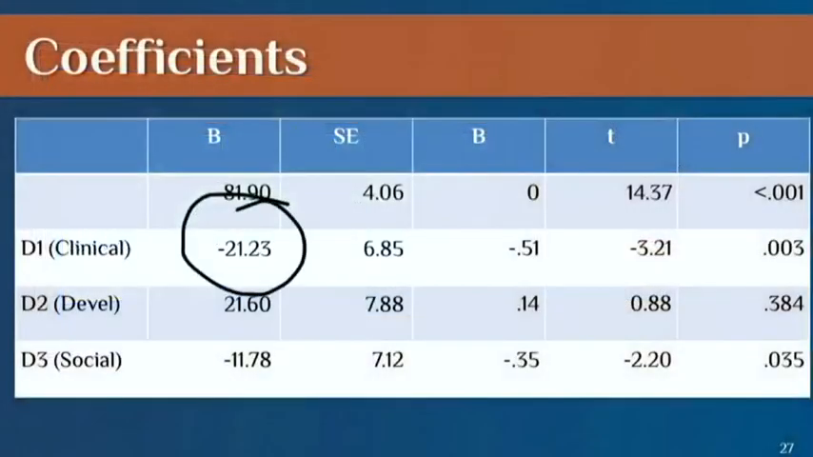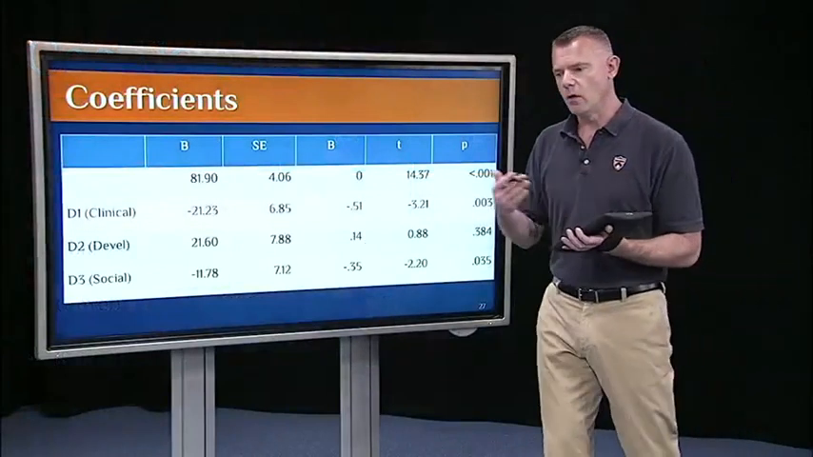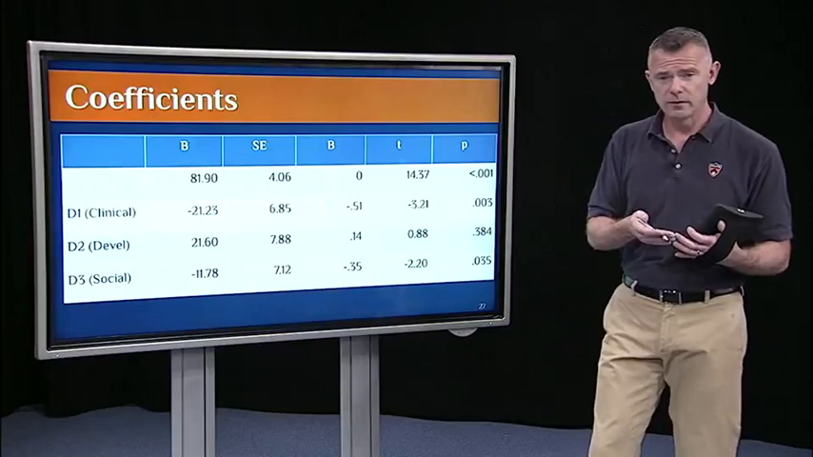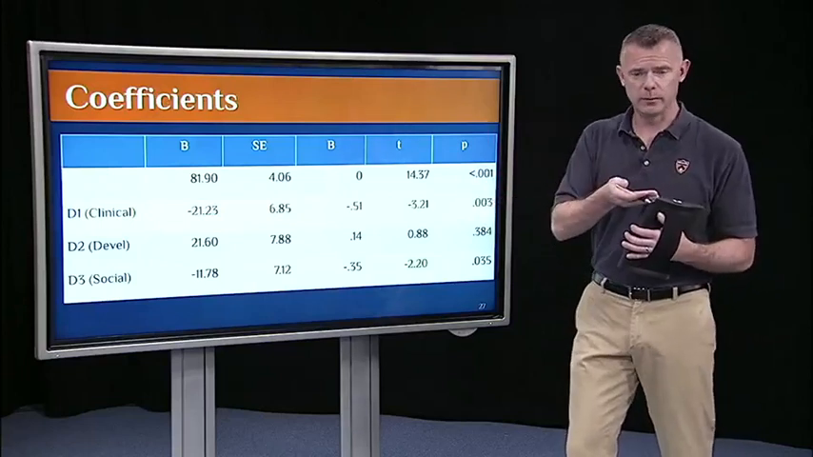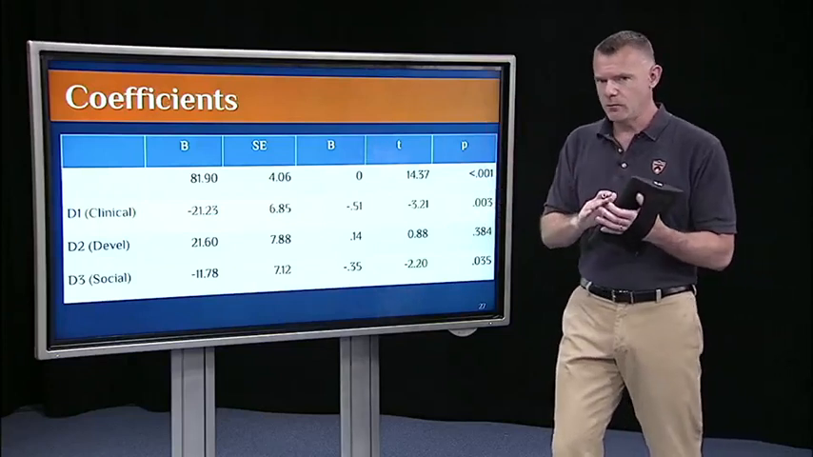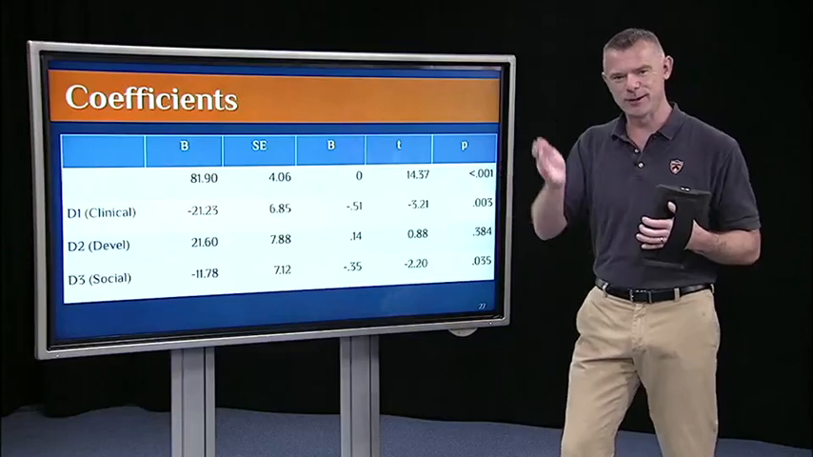Well, this one is the difference between the overall mean and clinical, and this one is the difference between the overall mean and developmental, and so on. And again, if you wanted to know the difference between the overall mean and cognitive, then you would have to recode this with a different reference group.